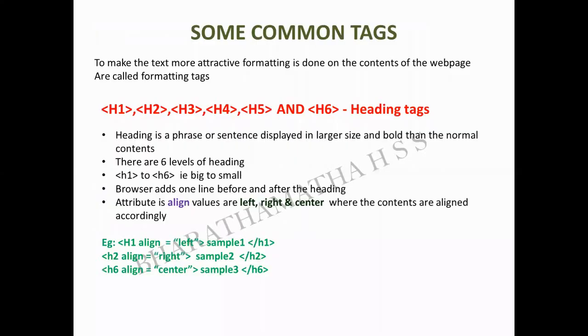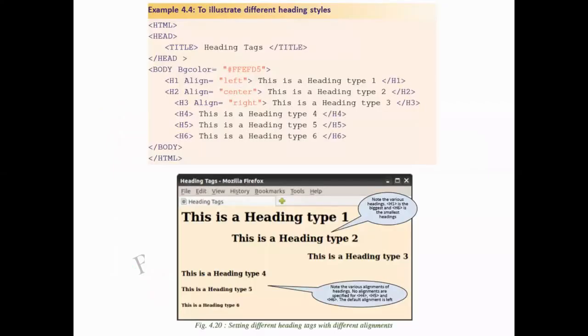Some programs we have seen, and some common tags, that is H1 to H6, are your heading tags, where the contents will be a little bit big and bold. According to the levels of heading, you will have the size also. According to that, you can align it, that is, you can decide the position where it has to be placed. So you have your align attribute also over there.